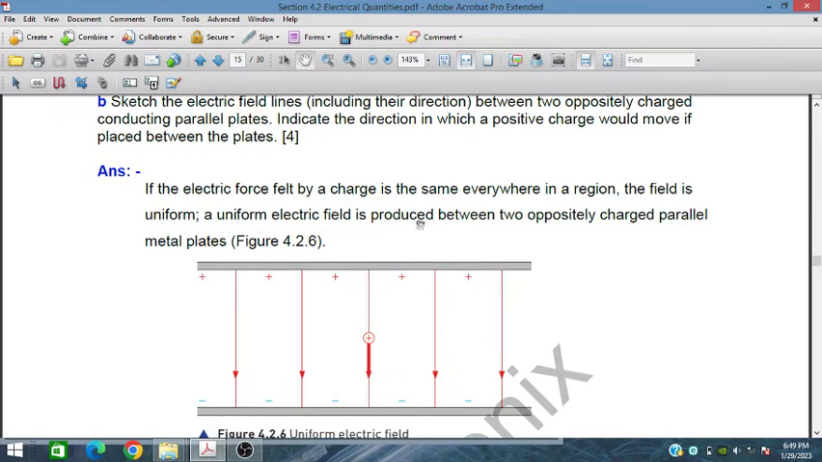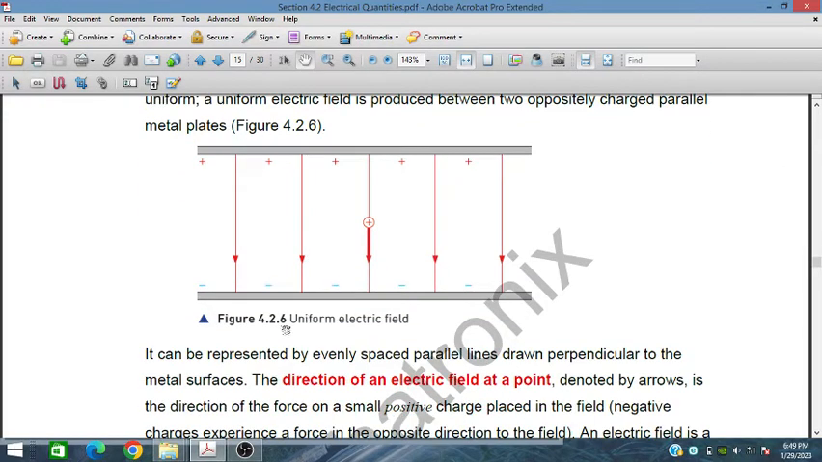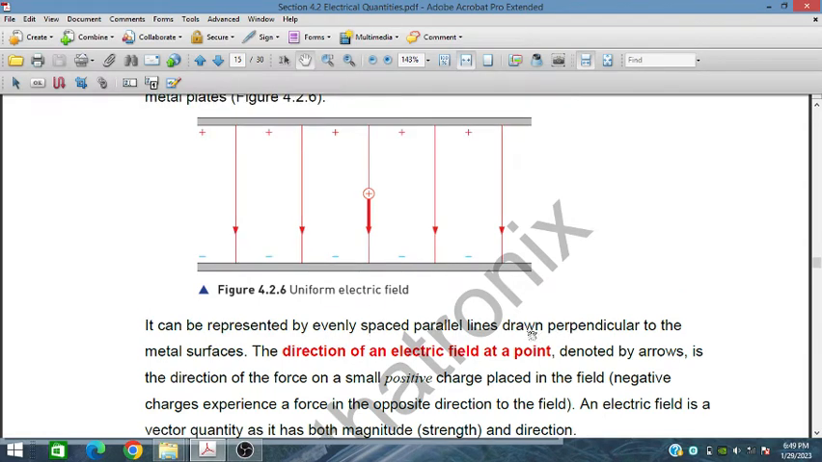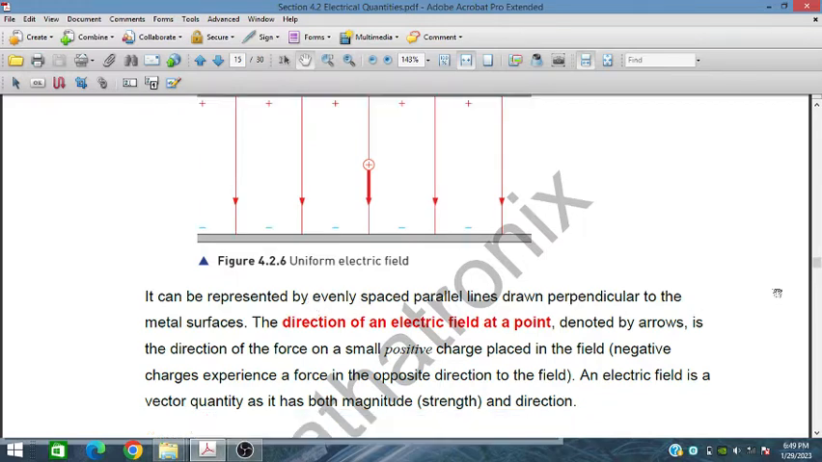A uniform electric field is produced between two oppositely charged parallel metal plates, as shown in this figure. It can be represented by evenly spaced parallel lines drawn perpendicular to the metal surface, like this. The direction of the electric field at a point, for example this point, is denoted by an arrow, and is the direction of the force on a small positive charge placed in the field. Negative charges experience the force in the opposite direction to the field. Positive charges experience force in one direction and negative in the other.